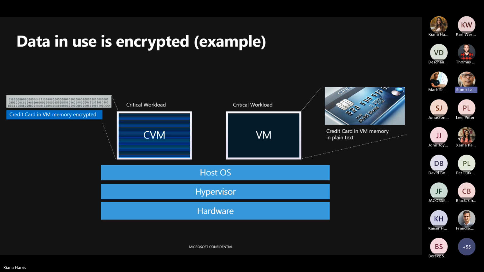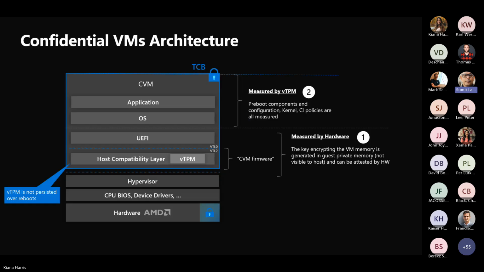If there is any kind of insider threat, we are going to be protected by running the workload in a CVM. If we could go to the next slide, please. So just to give a quick double click on how this works. What happens is that there is this component in the virtual machine, on the guest, which we call the host compatibility layer.